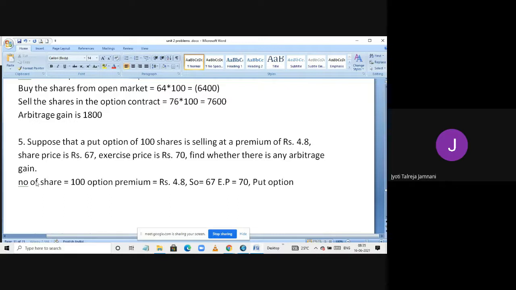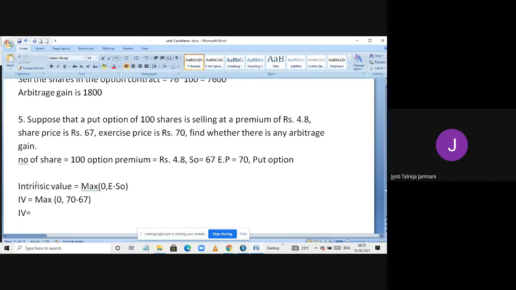So first we need to find the intrinsic value. For a put option, what is the formula for intrinsic value? Maximum of 0 or E minus S naught. So intrinsic value is equal to maximum of 0 or E is 70 minus S naught is 67. 70 minus 67, 3 rupees. So intrinsic value will be equal to 3 rupees.